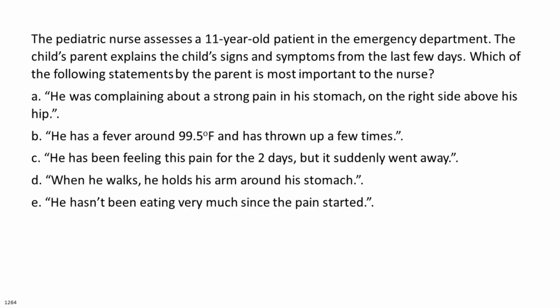The pediatric nurse assesses an 11-year-old patient in the emergency department. The child's parent explains the child's signs and symptoms from the last few days. Which of the following statements by the parent is most important to the nurse? A. He was complaining about a strong pain in his stomach, on the right side above his hip. B. He has a fever around 99.5 degrees Fahrenheit and has thrown up a few times. C. He has been feeling this pain for 2 days, but it suddenly went away. D. When he walks, he holds his arm around his stomach. E. He hasn't been eating very much since the pain started.